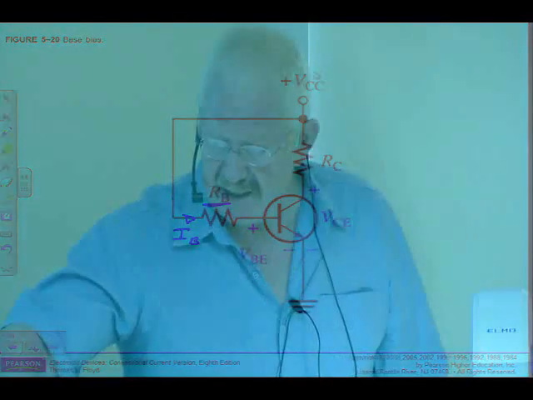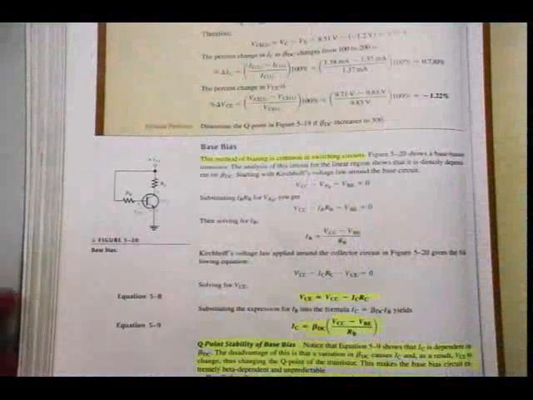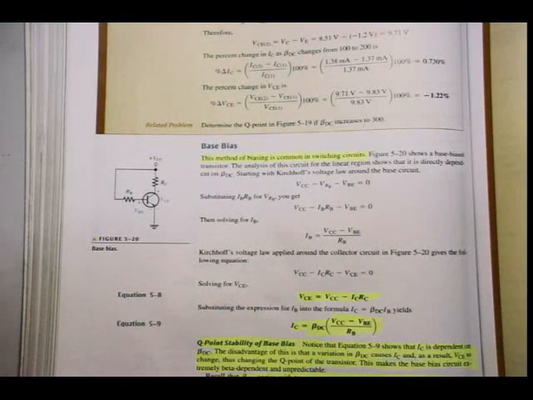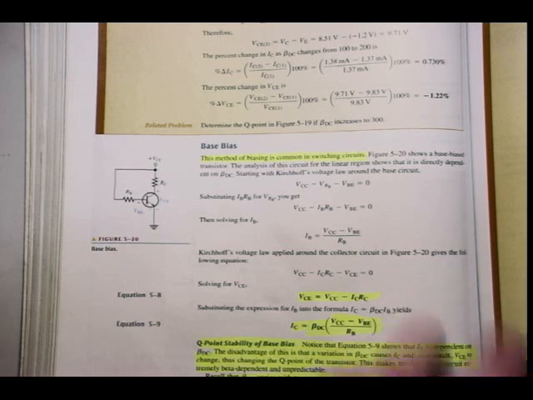Alright. So if we go back to our textbooks, I want you to mark that first sentence there on the base biasing. Remember we said that the transistor is used for switching and for amplification. Now the base biasing method is more applicable to switching circuits, as they say here. This method of biasing is common in switching circuits, and we will see just now why.